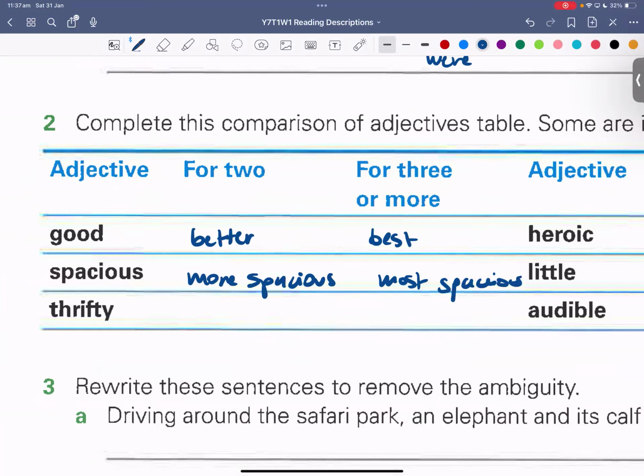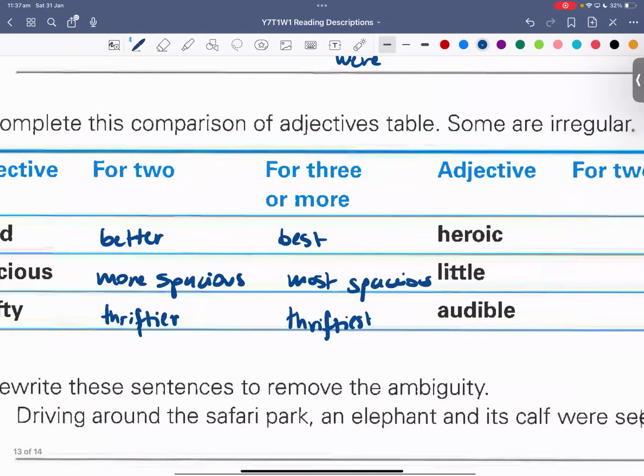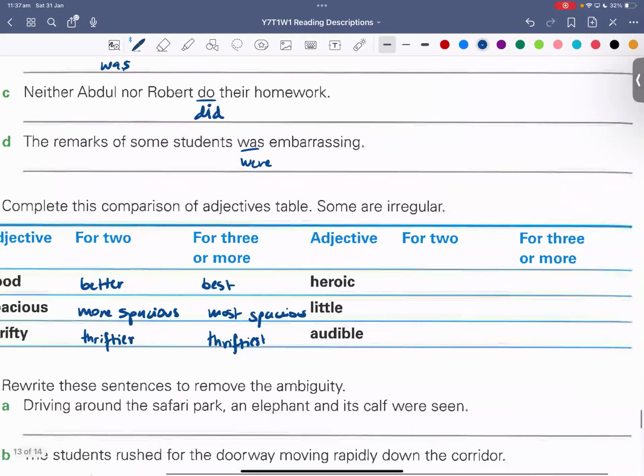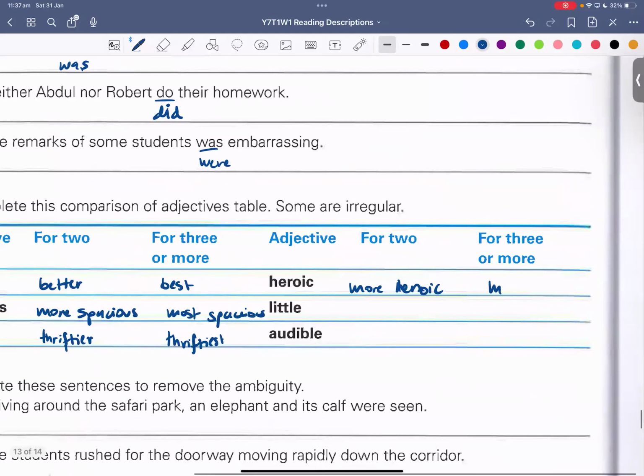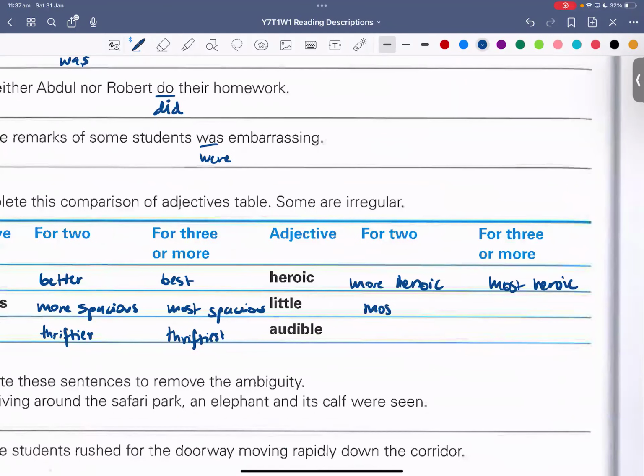It's actually fiftier and fiftieth. Next person. Yes. Because heroic might seem like a small word, but it has three syllables. Little. I think this story. Little is not actually a word. It's more little and most little.